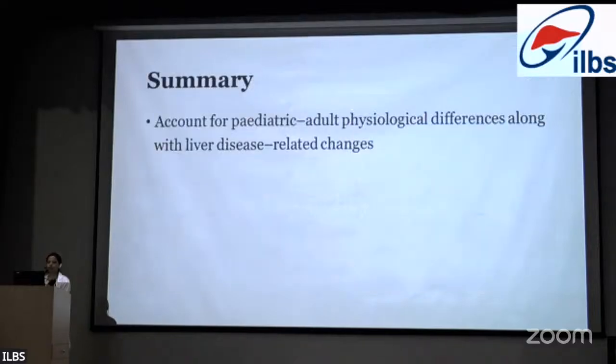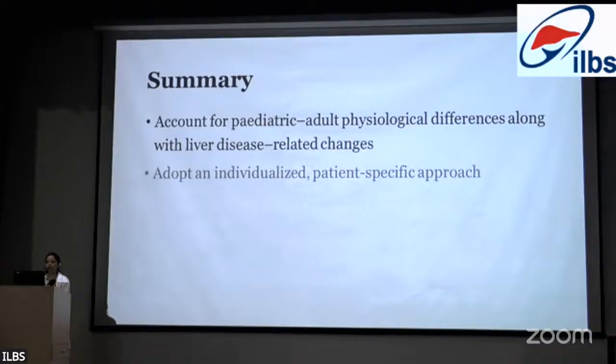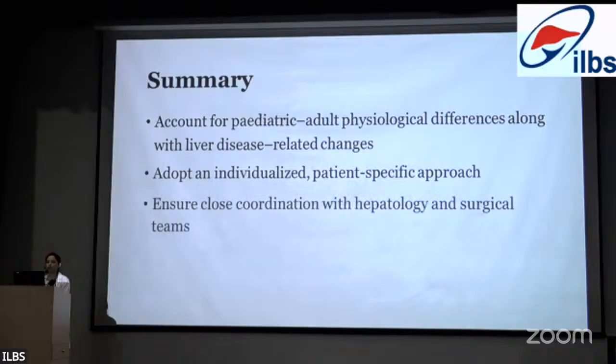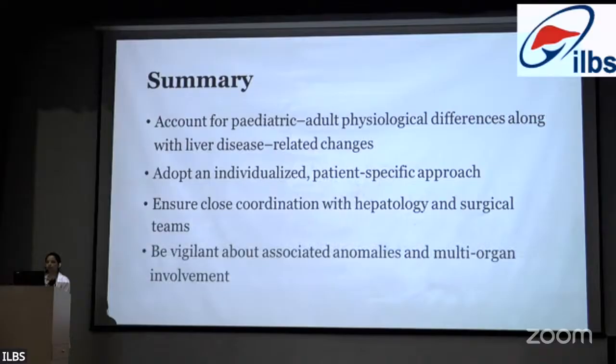To summarize, we should account for pediatric-adult physiological differences along with liver disease-related changes, adopt an individualized patient-specific approach, ensure close coordination with hepatology and surgical teams, and be vigilant about associated anomalies and multi-organ involvement.